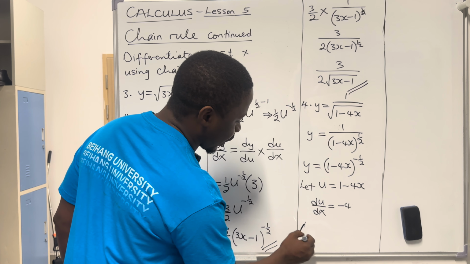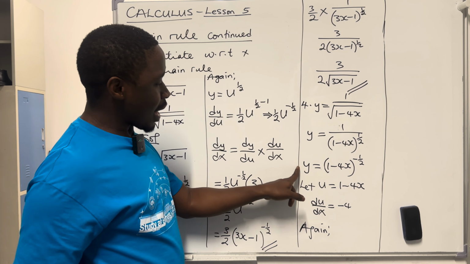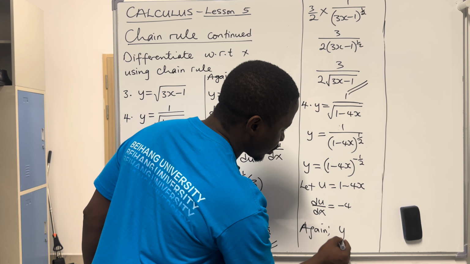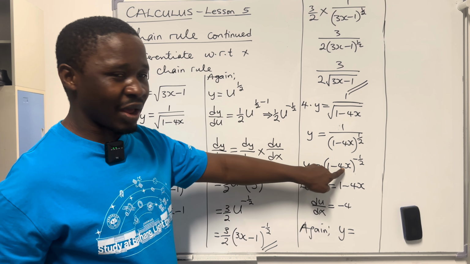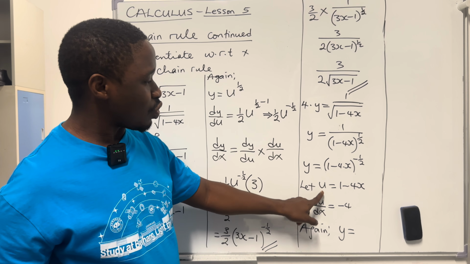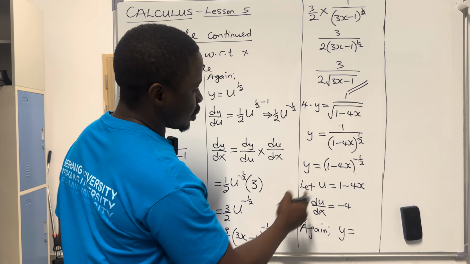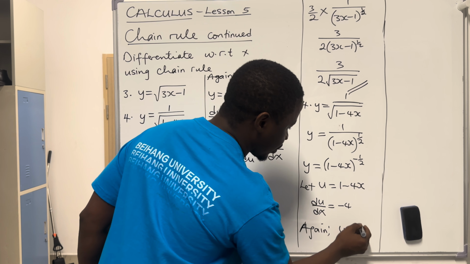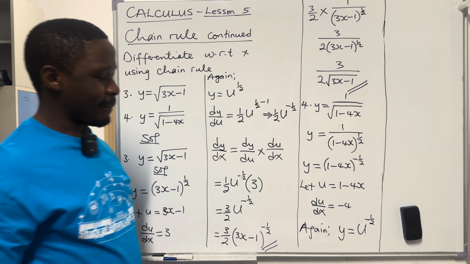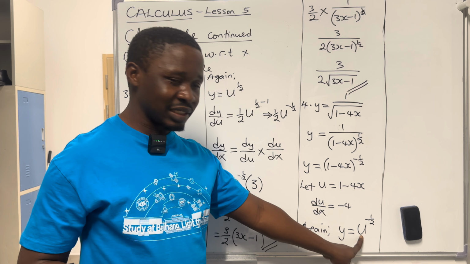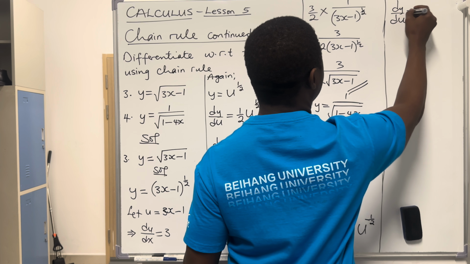So again, now we say y is equal to this bracket, which comprises 1 minus 4x, is now u. So we don't need to write this again. We write u instead. So the whole of this one is u. Then minus half. So now we have y against u. So we say dy du.